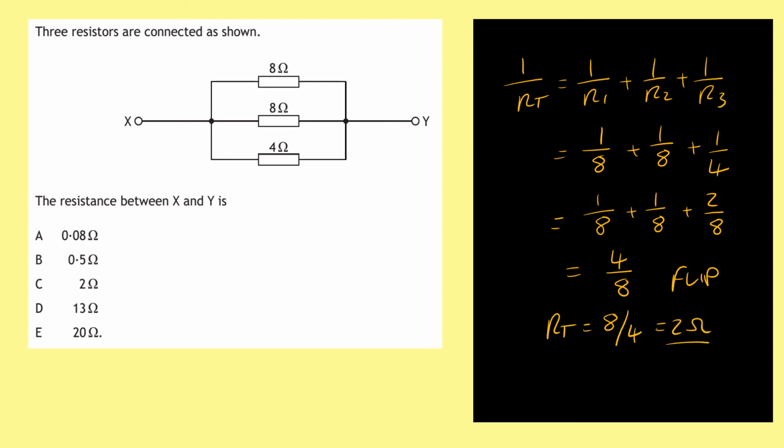We have a check here. We expect the total resistance to be less than the lowest resistance. Lowest resistance is 4. So even if we hadn't done the calculation, immediately we could say that E is going to be wrong and D is going to be wrong because those resistances are too big. In actuality, our answer is 2 ohms, so that is C.